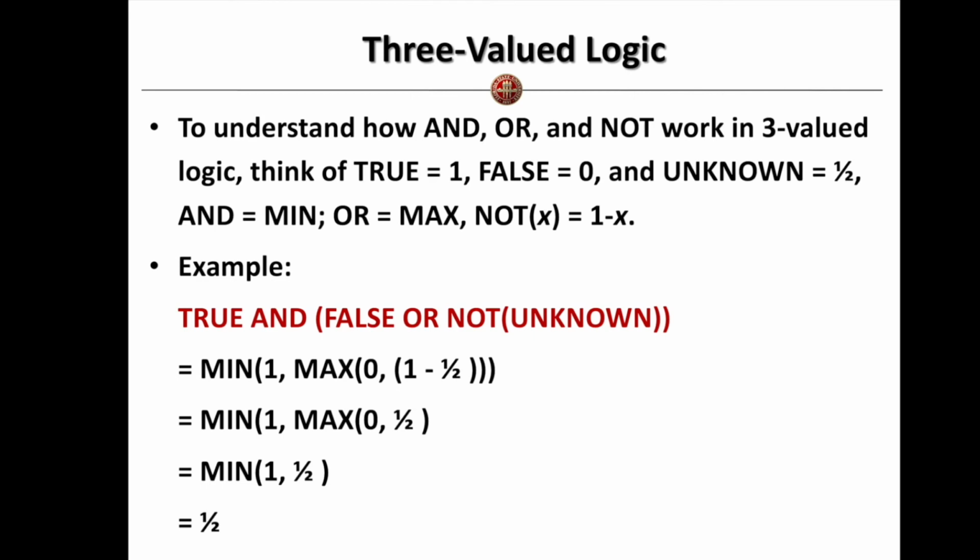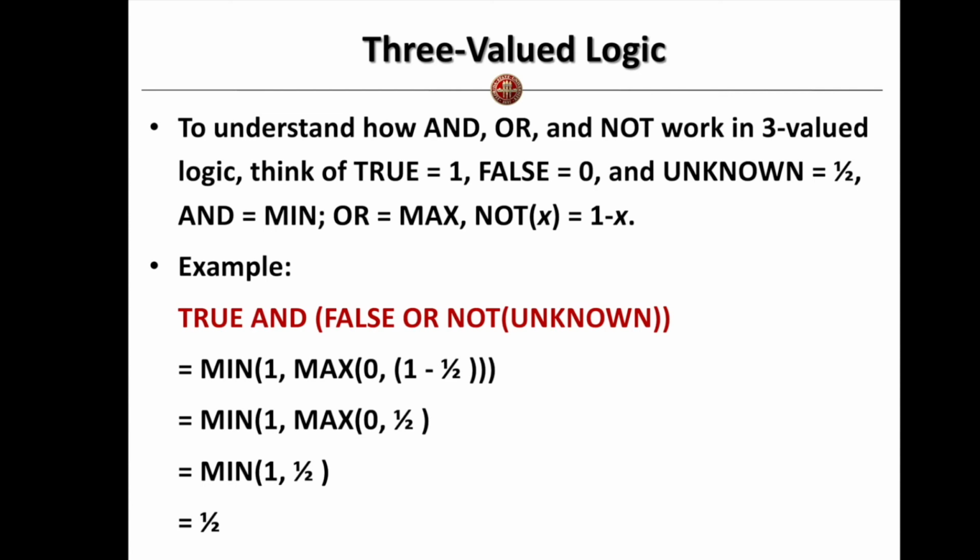A simple way to understand how and, or, and not work in a 3-valued logic is to think of true as the value 1, false as the value 0, and unknown as the value 1/2. We can also think of and as the min function, or as the max function, and not as a function like 1 minus the input.